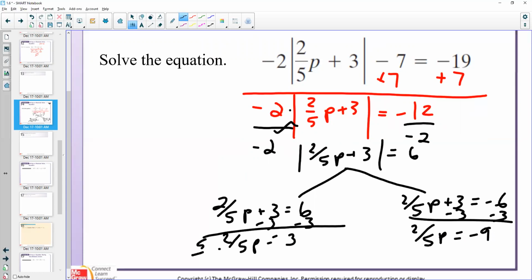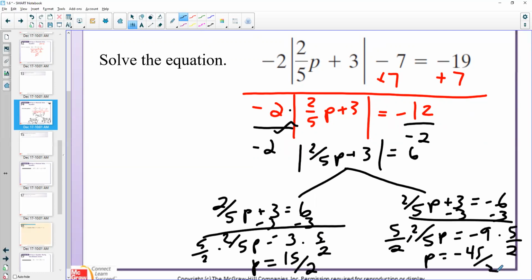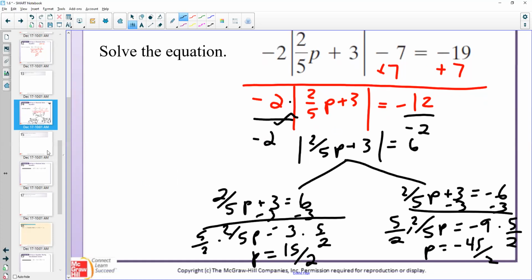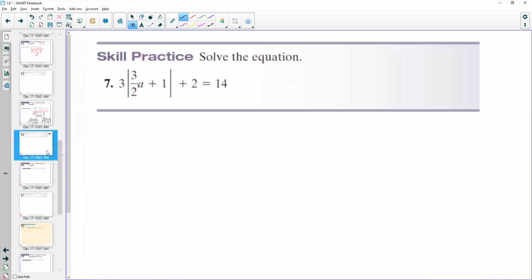Multiply by the reciprocal, 5/2, all the way around. All right, on this side, I'm going to get, well, 3 times 5 is 15/2. All right, that's one answer. On the other side, I'm going to get p equals 5 times 9 is negative 45/2. Done. That's it. Okay, you don't need to make them decimals. Don't do that.